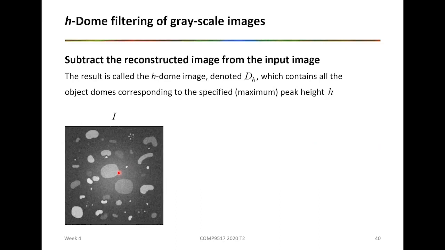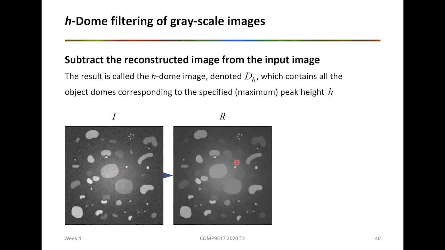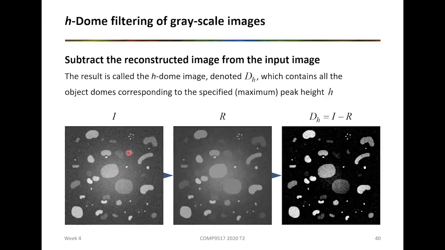If this is the input image, again, I compute the reconstruction, subtract it from the input image, and I get an image where all the background artifacts have been removed, and I keep only the objects of interest, and all of them have an image intensity that is at most this value H.